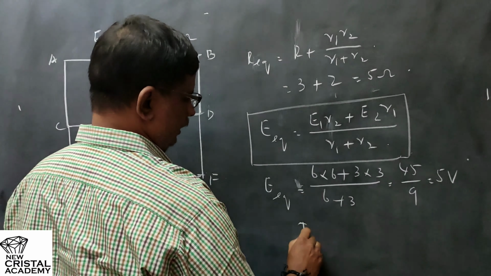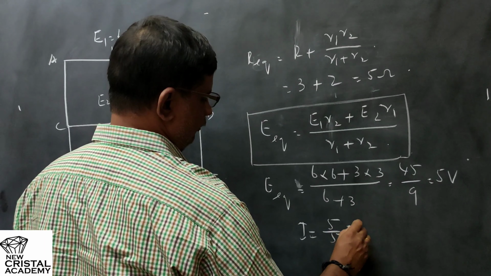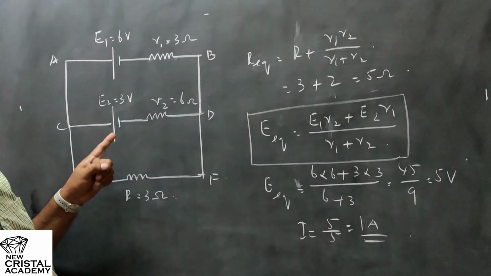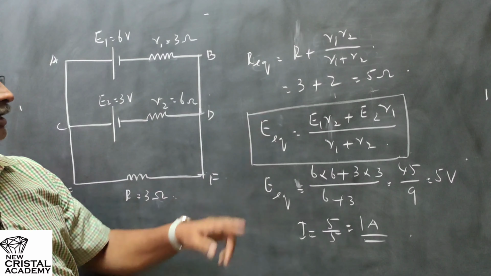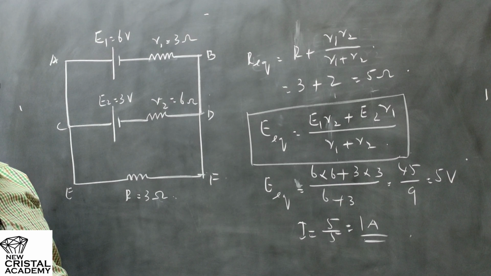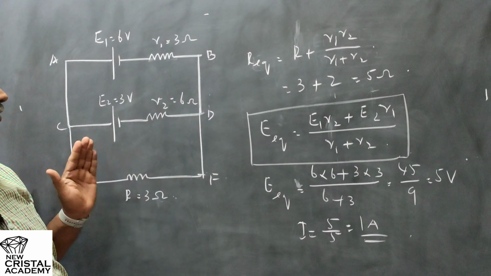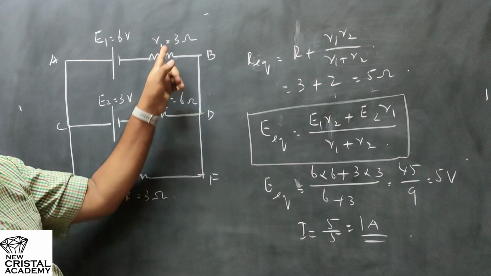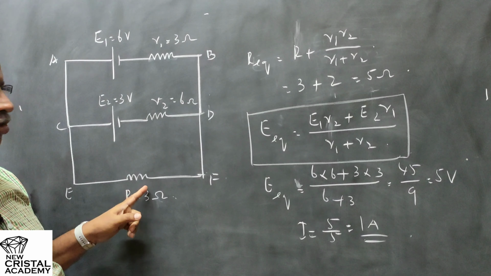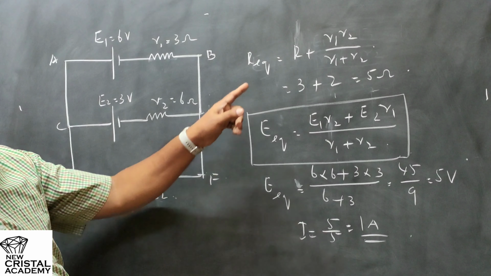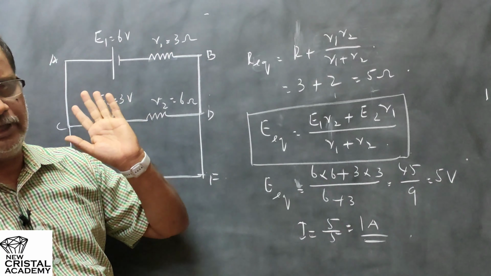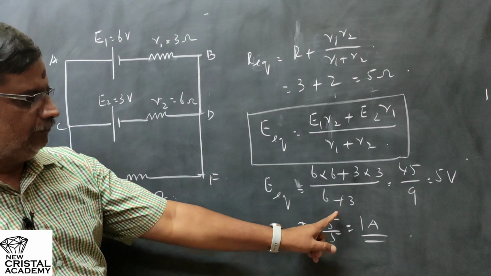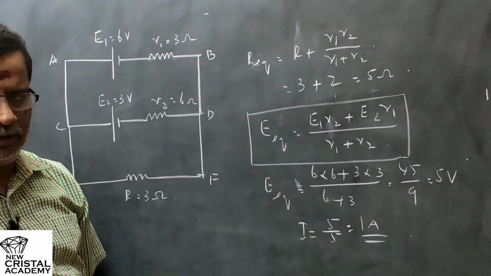So what is the current? I is equal to 5 by 5, which is equal to 1 ampere. So first we find the equivalent battery by using the formula E1 R2 plus E2 R1 by R1 plus R2. Then we find the equivalent resistance of the circuit. These two are in parallel, therefore their equivalent resistance is 3 into 6 by 3 plus 6, which is 2 ohm. And that 2 ohm is in series with this 3 ohm. So the equivalent resistance of the combination is 5 ohm. That is the equivalent resistance of the circuit. So the current will be equivalent EMF by equivalent resistance, which is 5 by 5 equal to 1 ampere.